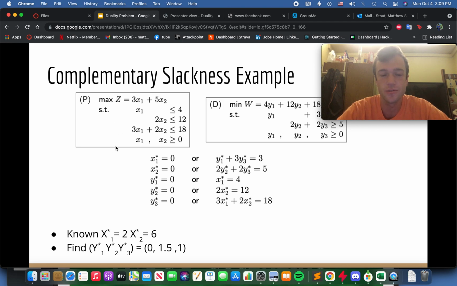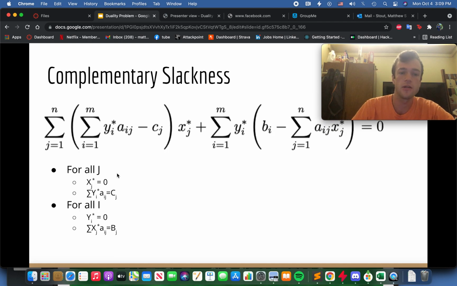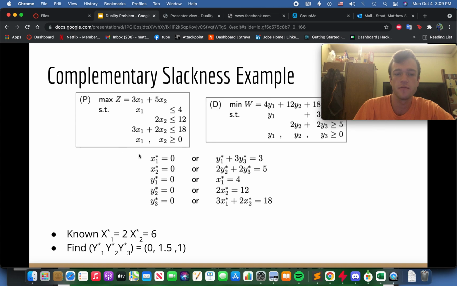This is the original window or glass door problem in which we're trying to maximize across 3 different factories. The corresponding dual problem, using the complementary slackness that we derived from the equation above, you get 5 corresponding conditions, where either the left side or the right side is true. But from solving the primal problem, we're able to get that x1 star equals 2 and x star 2 equals 6. So using those definitions, we can solve for y star.